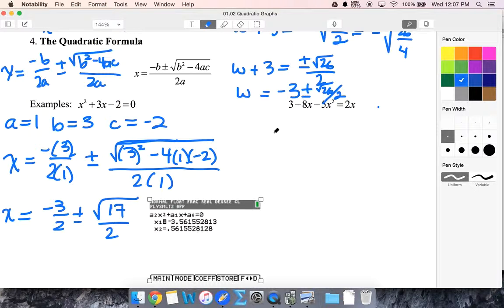All right, I'm going to leave you to try this one on your own, and you should go back and check the answer sheet. Make sure your first step, set it equal to 0.